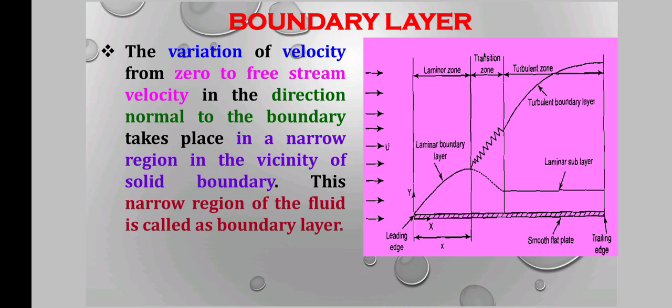The variation of velocity from 0 to free stream velocity in the direction normal to the boundary takes place in a narrow region in the vicinity of the solid boundary. This narrow region of the fluid is called the boundary layer. The diagram graph shows the curve starting from the leading edge to the trailing edge of a smooth flat surface, and has a laminar zone, transition zone and a turbulent zone, which have a laminar boundary layer and a turbulent boundary layer. In between them it has a laminar sublayer.